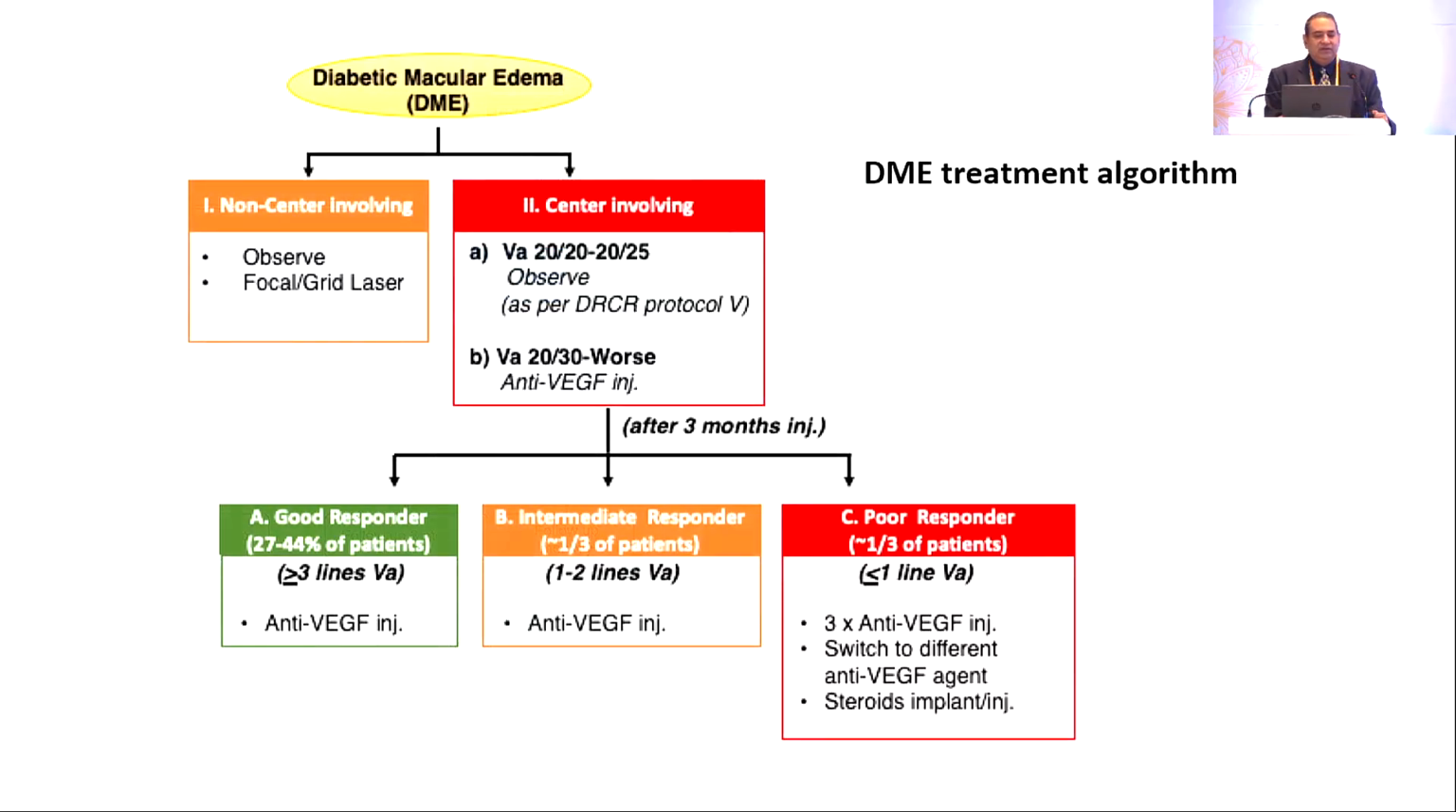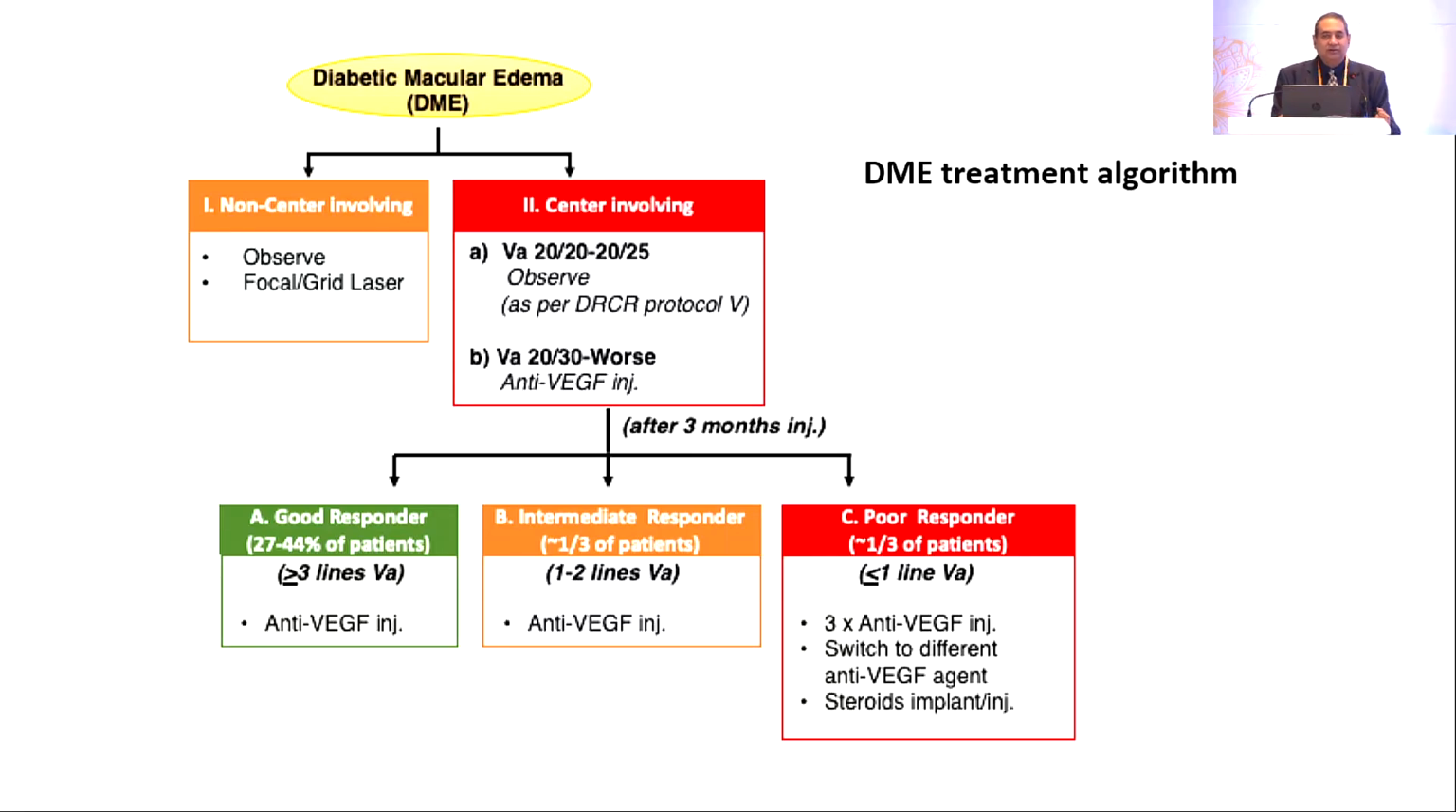Then if it's a center involving DME and they have good vision, definitely you don't want to treat them. That's what the DRCR.net Protocol V taught us. And if it is poor vision, you go ahead giving anti-VEGF injections. There's no magic number of three injections, but on each visit you see the response, whether they are responding in terms of vision and OCT reduction.